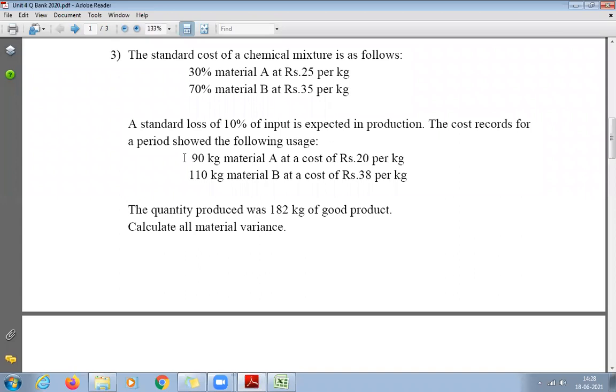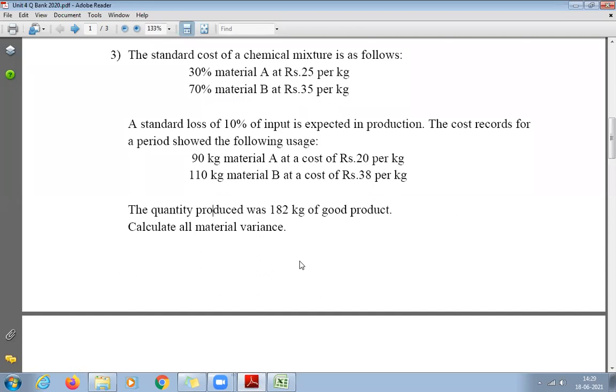The cost records for the period showed the following usage. So 90 kg material A at a cost of rupees 20 per kg, and this is actually the actual one. And then 110 kg material B at a cost of rupees 38 per kg. The quantity produced was 182 kg of good product. So calculate all the material variances. So he has given a standard quantity and standard price and actual quantity and actual price.